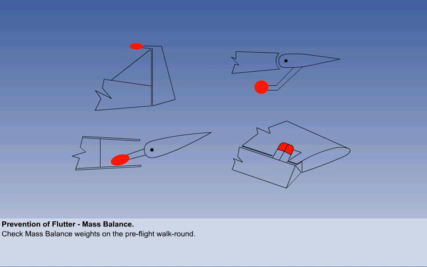When possible, the mass balance weight is mounted inside the aircraft structure to minimize drag. If possible, the presence and security of mass balance weights should be checked during the pre-flight walk-round.